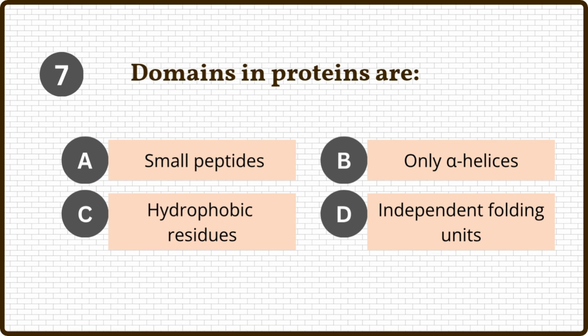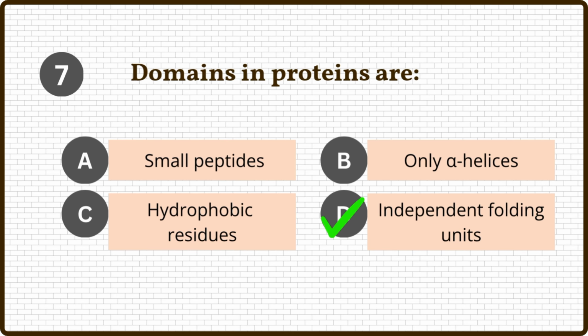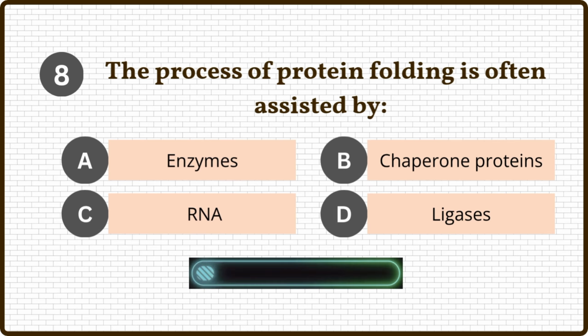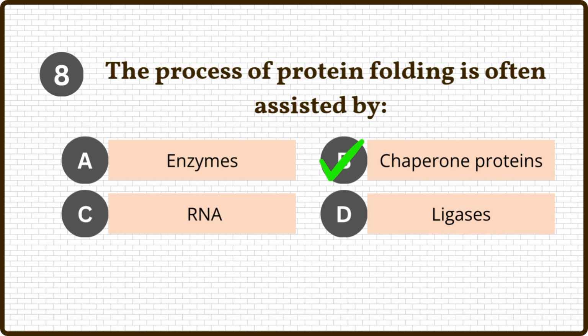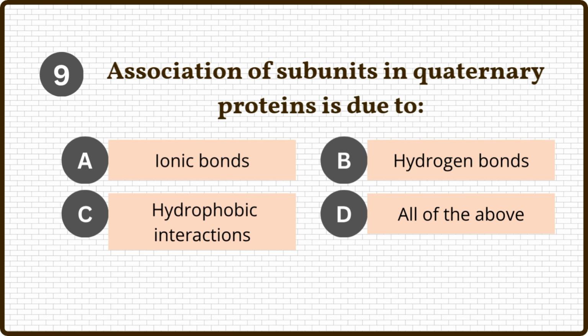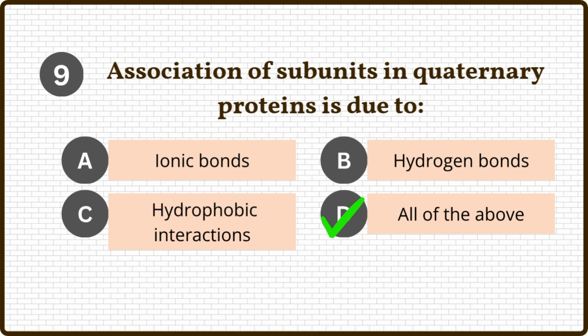Domains in proteins are independent folding units. The process of protein folding is often assisted by chaperone proteins. Association of subunits in quaternary proteins is due to all of the above.